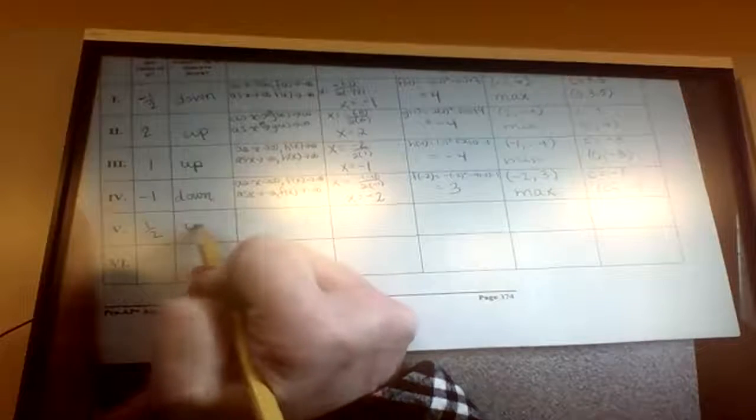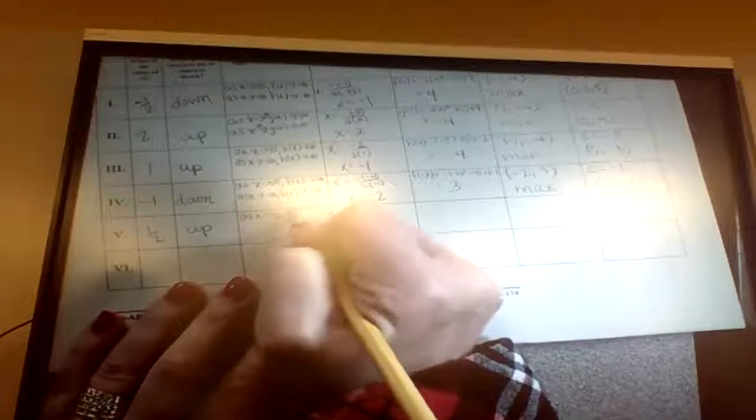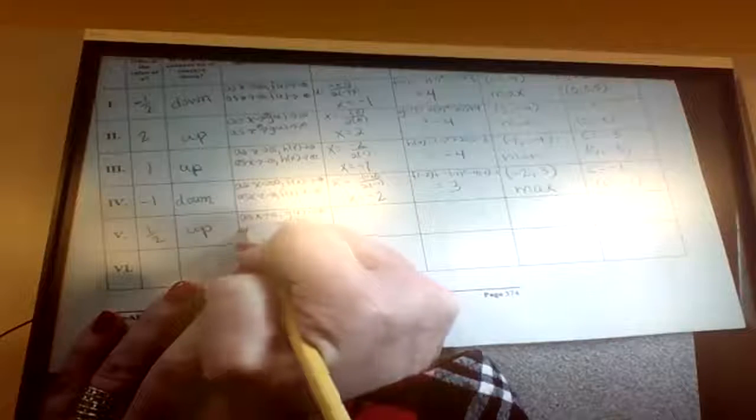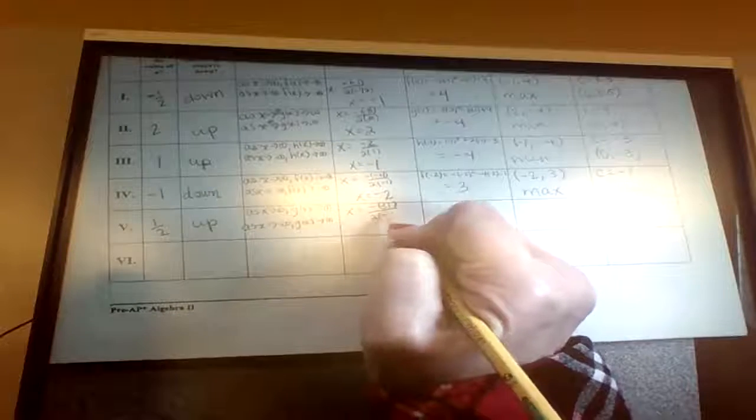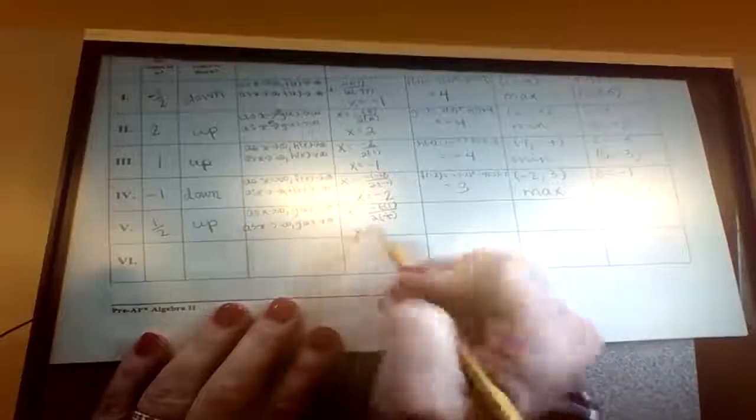All right, number 5. What's A? Half. Does it open up or down? End behavior, as x approaches infinity, what's happening to g of x? Approaching infinity. As x approaches negative infinity, what's happening to g of x? Approaching infinity. Okay. X equals negative b over 2 times a. So what does x equal? One.